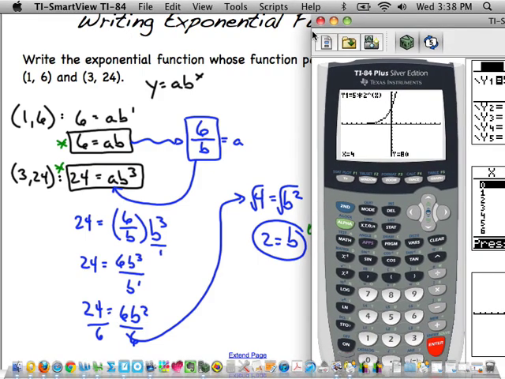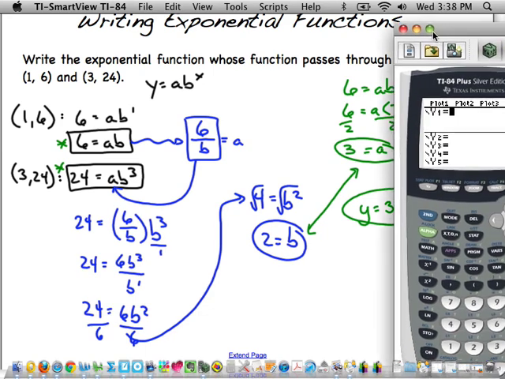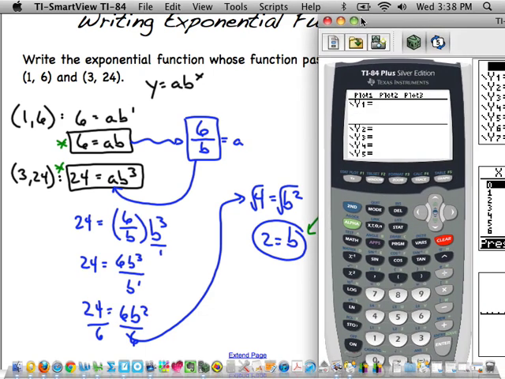I'll go back to y equals, clear out the screen, and my function was 3 times 2 to the x. So I'm going to type it in, 3 times 2 all raised to the x. And when I graph it, I have my graph there. Now let's check our work. When I trace at 1, I should get out 6, which I do. And when I trace at 3, I should get 24, which I do.